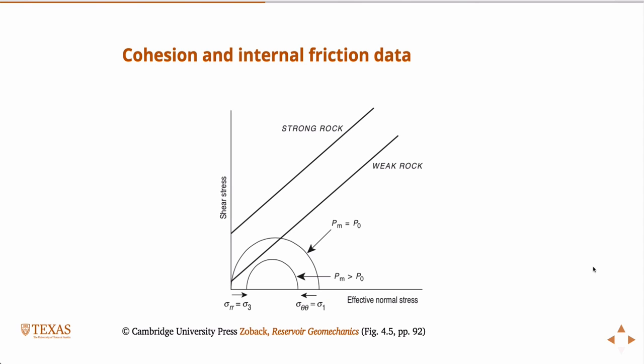If you're overbalanced, you're moving the Mohr circle this way, and this is a material property essentially. This line doesn't change, right? Here, this one is for weak rock and strong rock. In this case, they both have the same internal friction, but they have different cohesions, right? But these lines are fixed on this plot because they're from the material properties of the rock, right? The only thing we can control is the state of stress in the wellbore with the mud weight. And so if we're overbalanced, we're moving the circle this way.